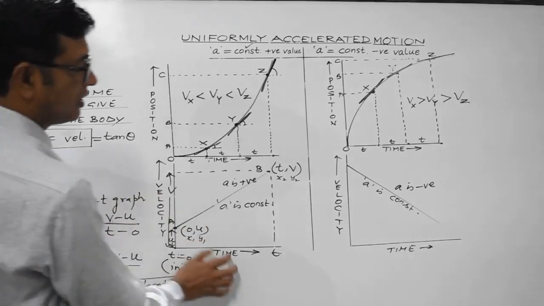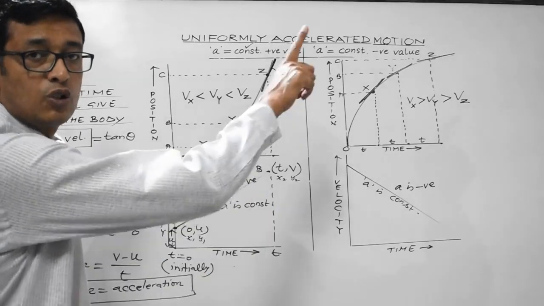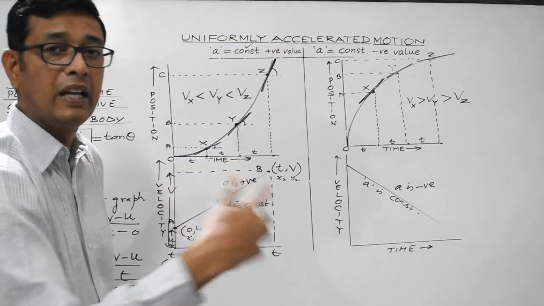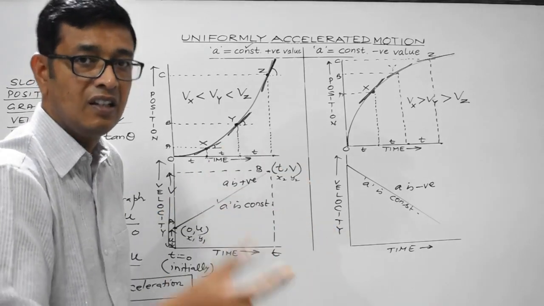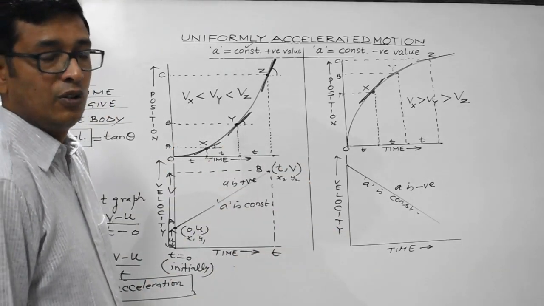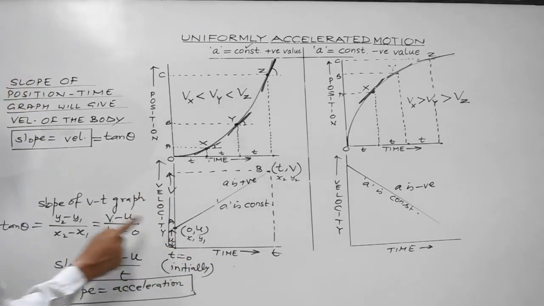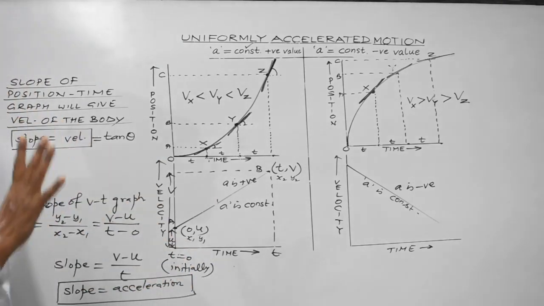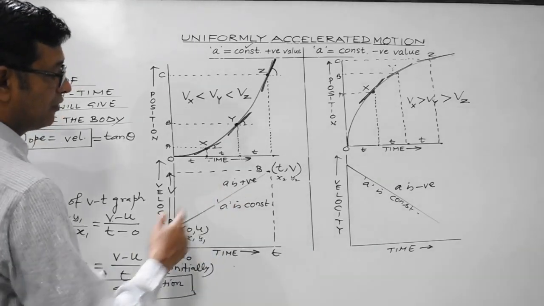So students, the velocity time graph would be a straight line, either having positive slope or having negative slope, depending upon whether the value of a is positive or the value of a is negative. So what is the significance of the Vt graph? The slope of the Vt graph will give the acceleration of the body. What else? The area under the Vt graph.